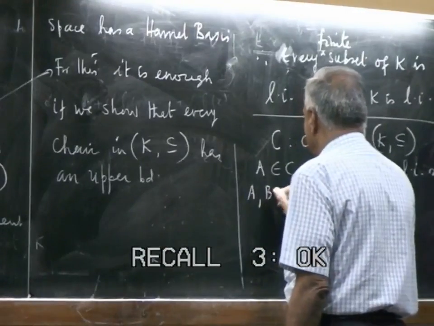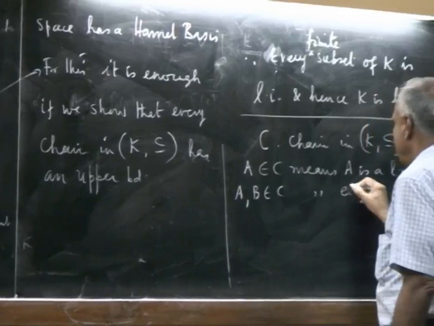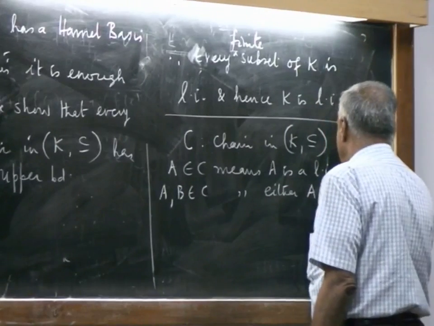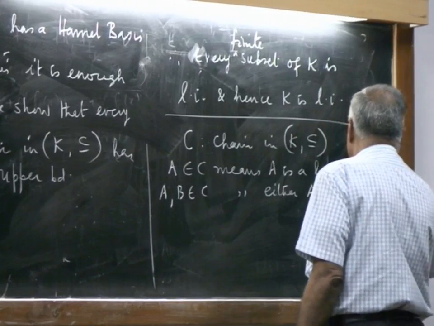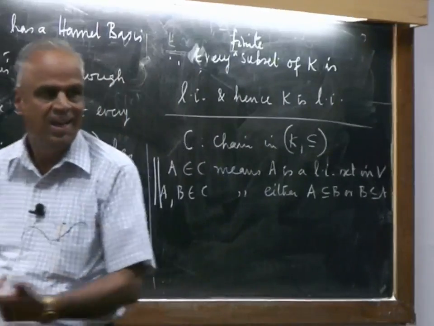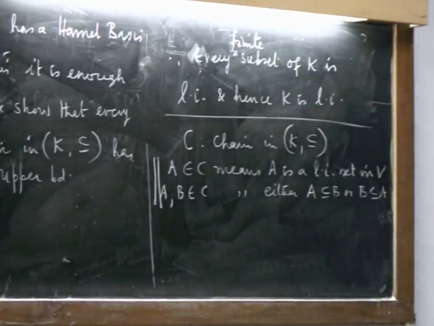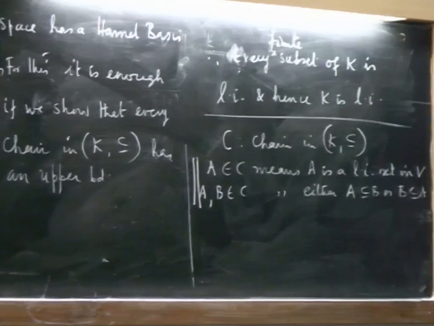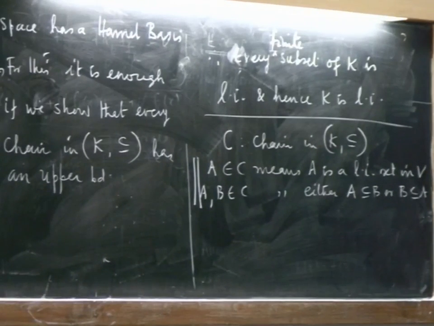A, B belong to C means either one contains the other. This is what is meant by saying C is a chain in K, with that partial order on linearly independent sets. Okay? That is exactly what is meant by saying C is a chain. Now I want to find an upper bound for this.